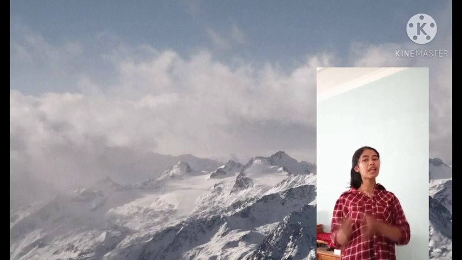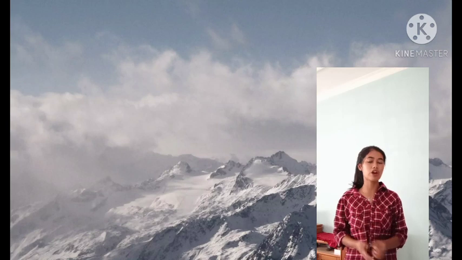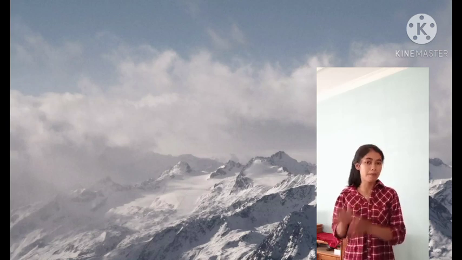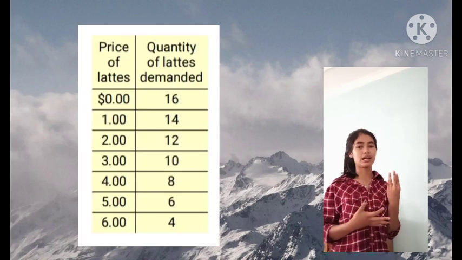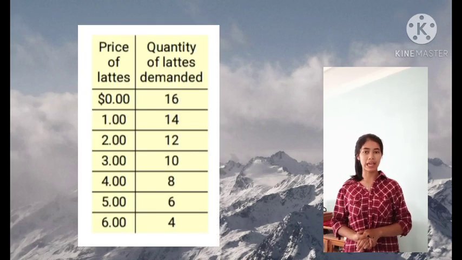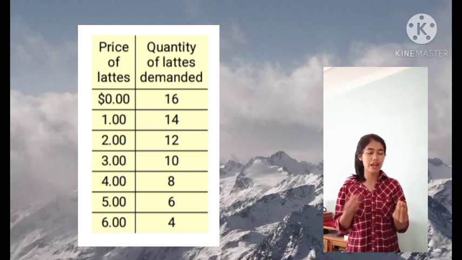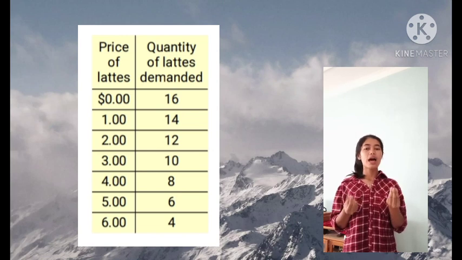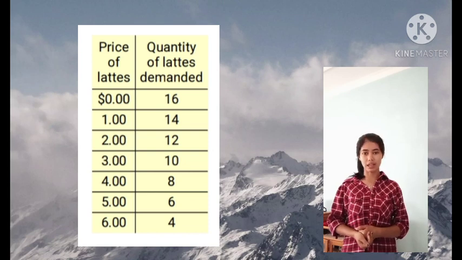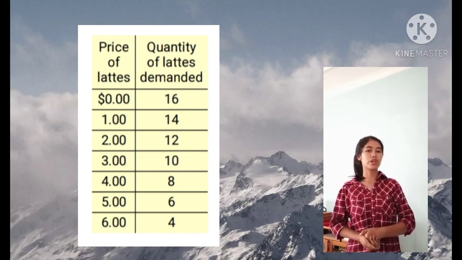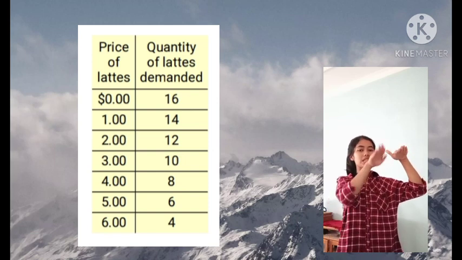And then, the law of demand: the claim that the quantity demanded of a good falls when the price of the good rises. As an example, it can be seen in the table of demand for latte, which shows the relationship between price and demand for latte. When the price is $0, the demand for latte is 16. But when the price starts to increase, the quantity demanded for latte will decrease.